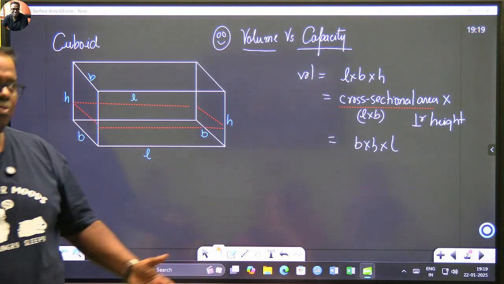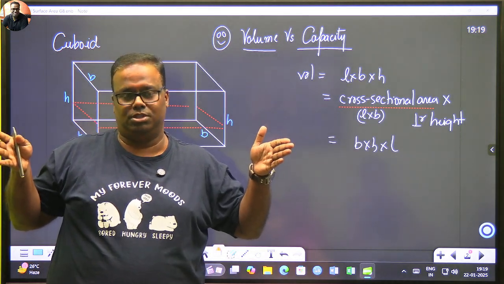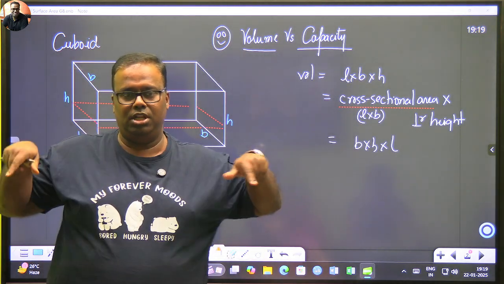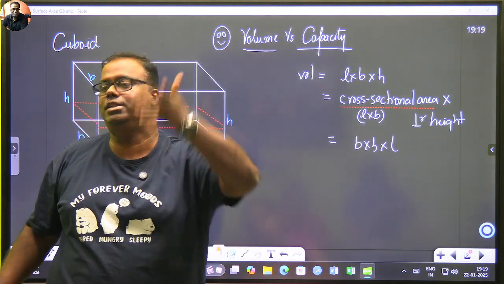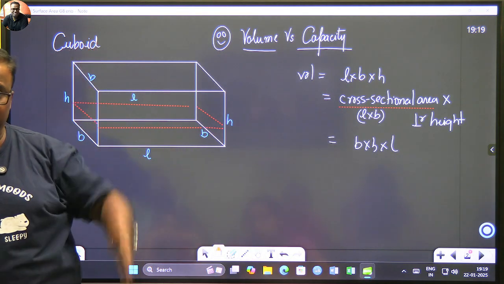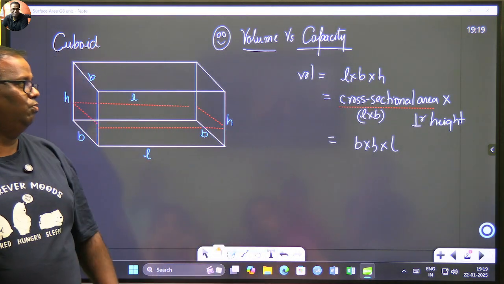Another way of understanding a cuboid is to think of one bundle of Xerox papers. Each paper is length into breadth, and you go on stacking them. How many length into breadth? H numbers of length into breadth. समझ में आया? So this is called the volume of a cuboid.